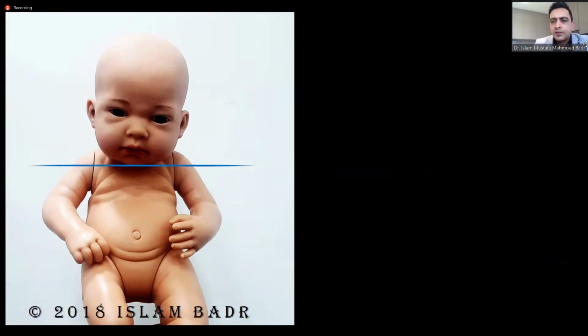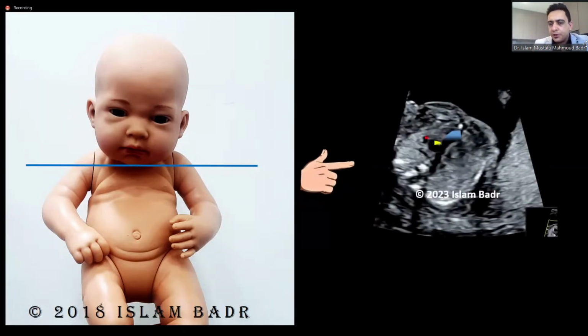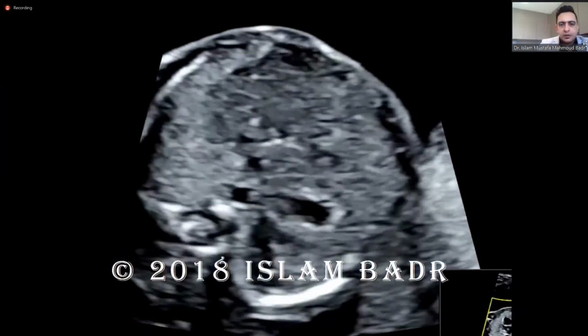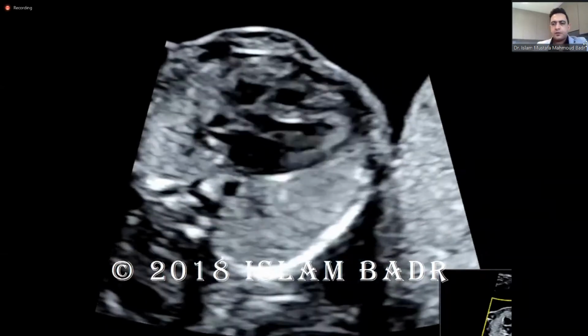Then you take your ultrasound transducer and sweep upwards toward the upper mediastinum. And when you go to the upper mediastinum, you will see the three vessel view, the pulmonary, the aorta, and superior vena cava. Of course, the pulmonary in blue, the aorta in yellow color, and superior vena cava in red color. These are the three vessel views. Of course, it needs more explanation, but this is a very quick hint on examination of the fetal heart.